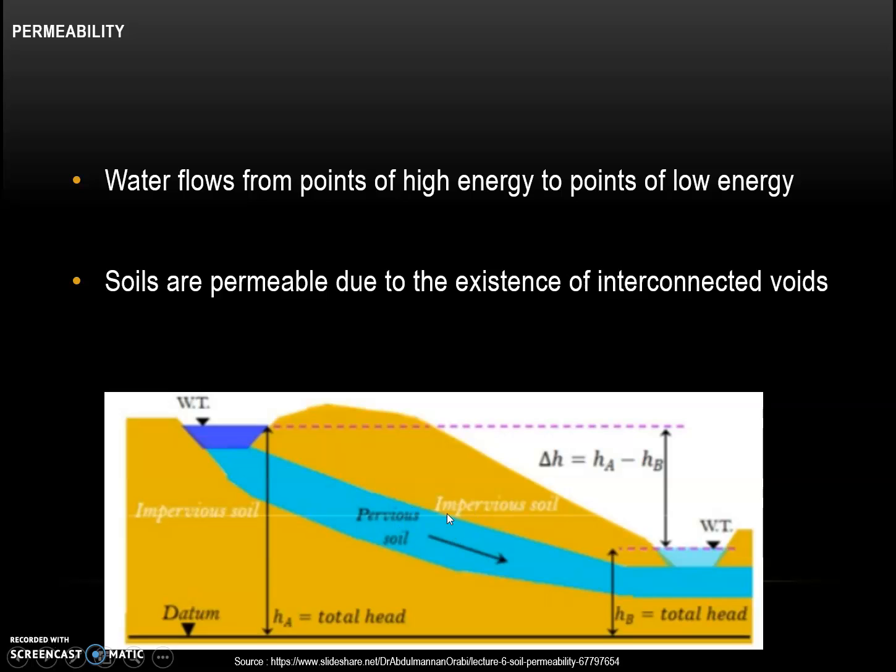Here we can see that the soil is sandwiched between two impervious soil layers. So by the time the water flows from point A to point B, there will be head loss. So that head loss is given by delta H is equal to HA minus HB.